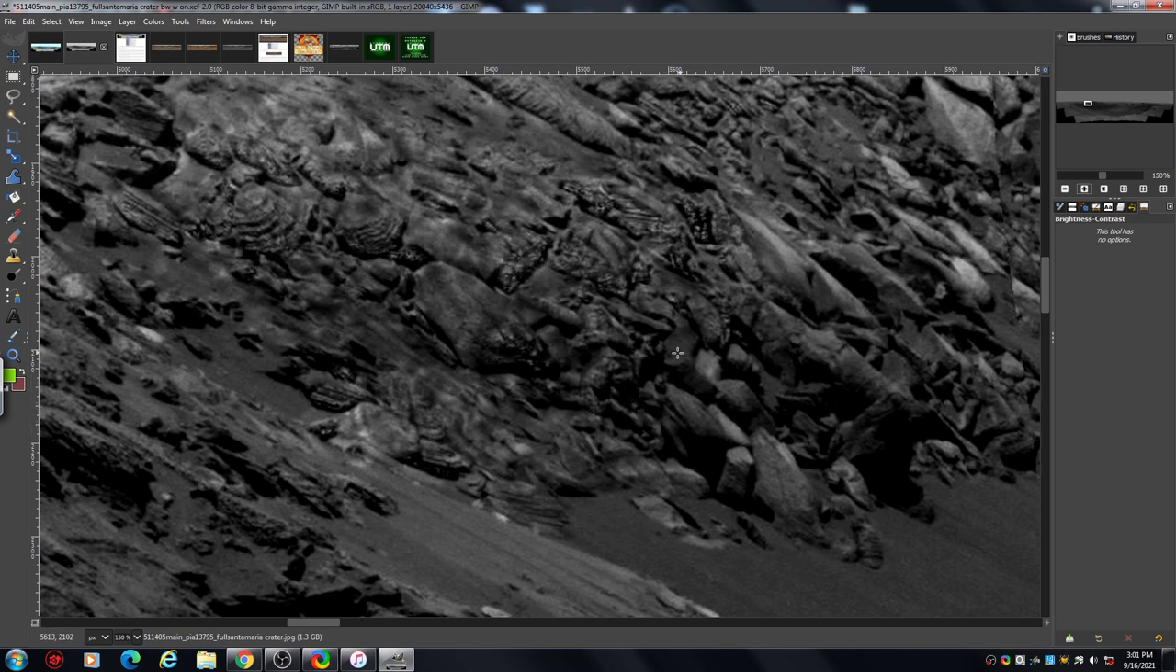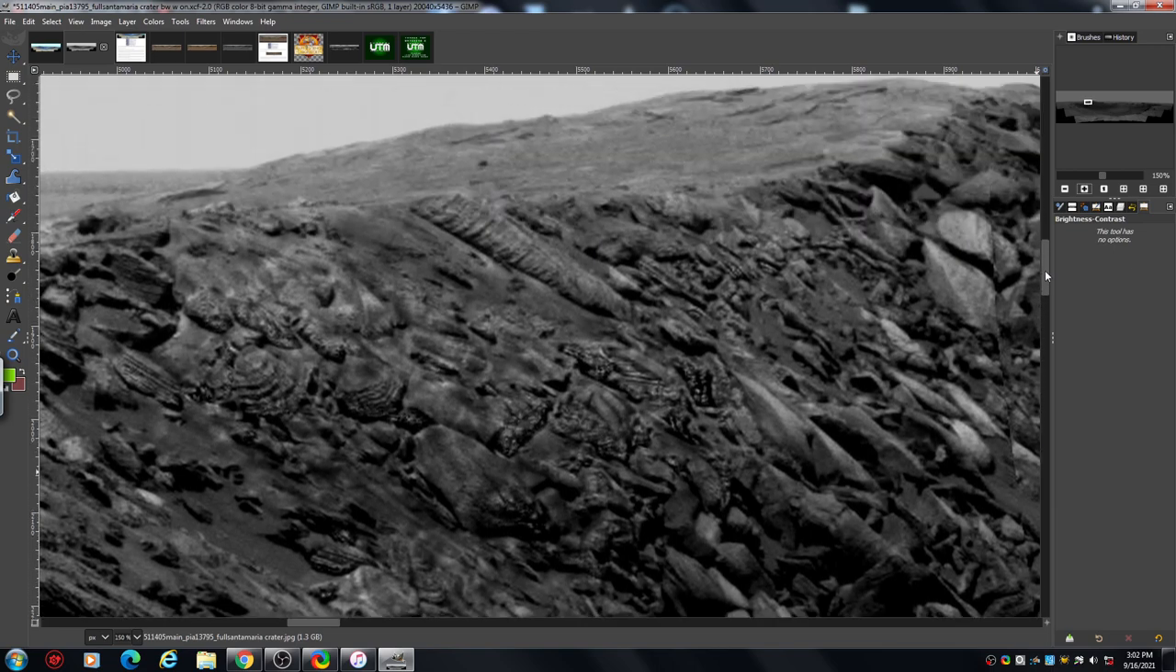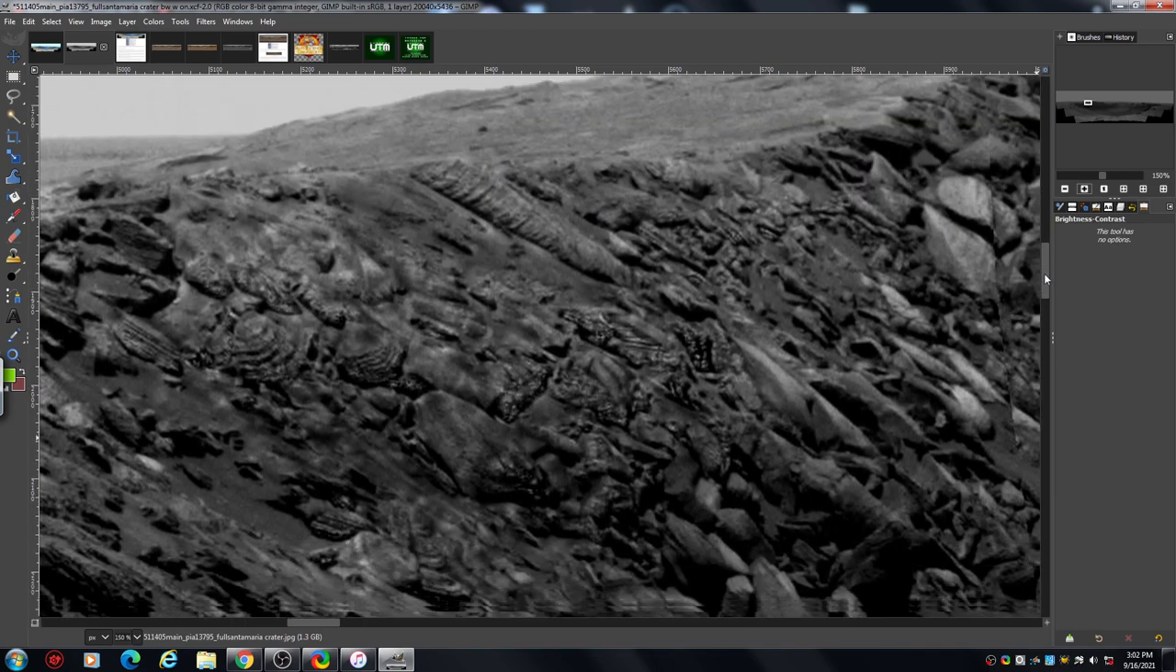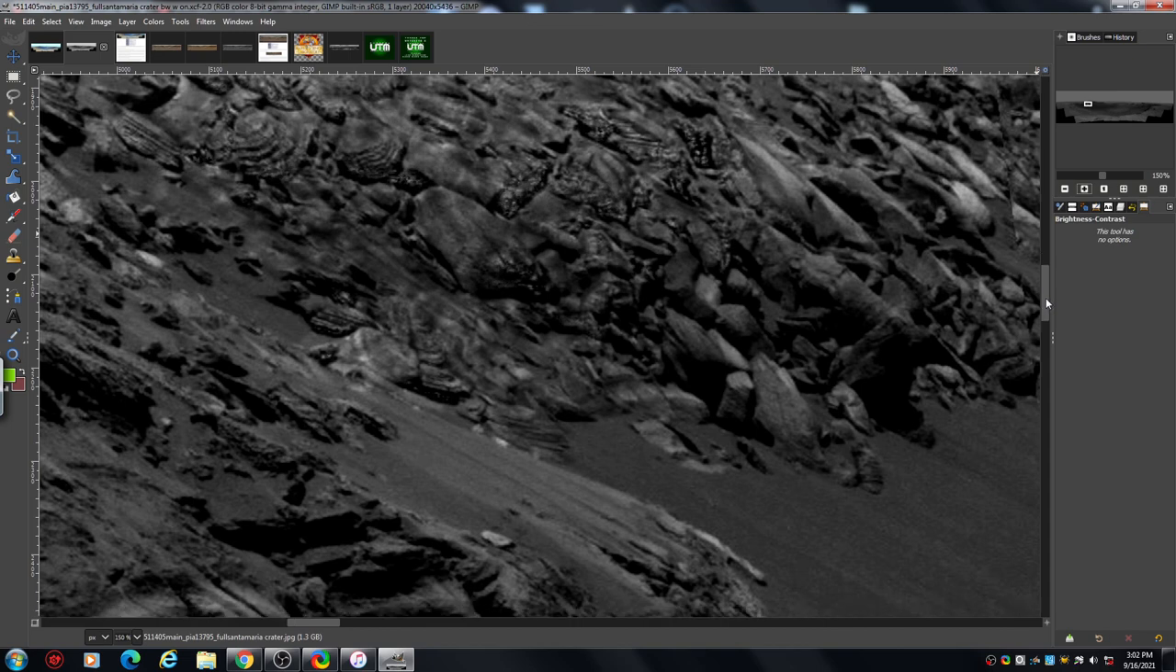They're very fractured, it's like flake-like. They look like they've been stacked and things. And there is a name for it, but I haven't done my research, so I won't speak too much about it.